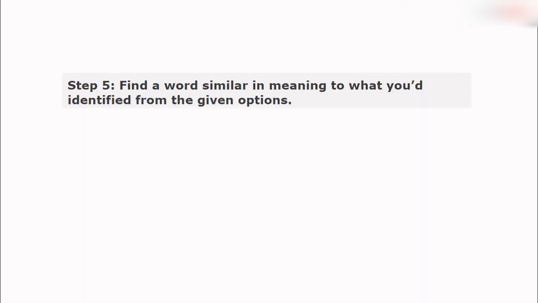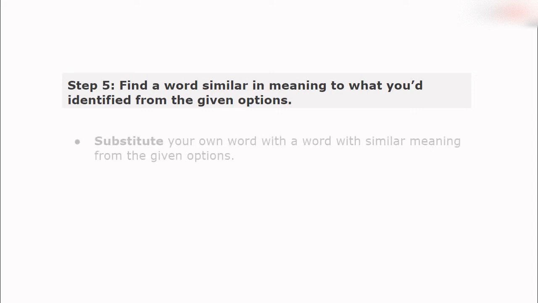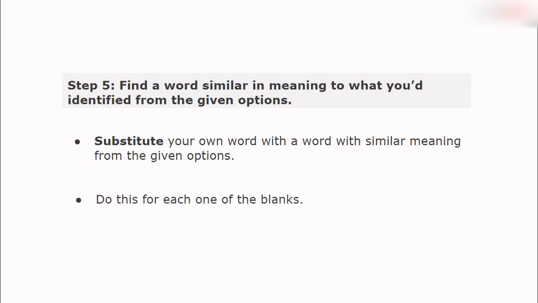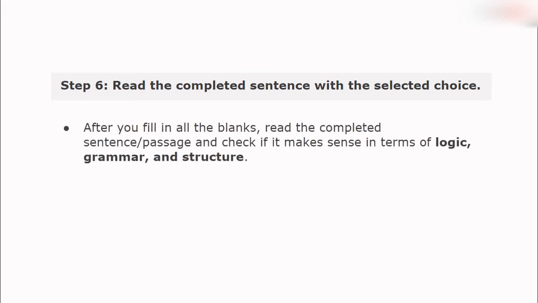Is it clear? Find a word similar in meaning to what you had identified from the given options. Substitute your word with a word with similar meaning from the given options. Do this for every blank. Read the complete sentence with the selected choice. Make sure your answer is satisfactory.